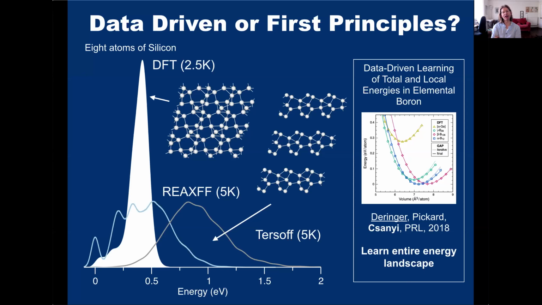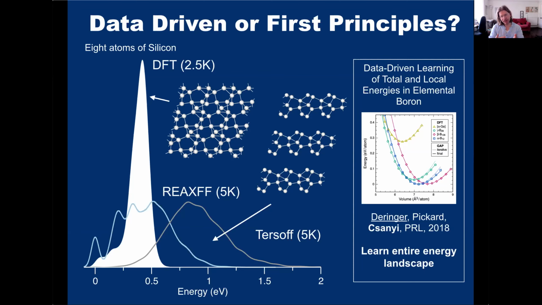So what I'm showing here is a density of states for structures for silicon, for 8 atoms of silicon, and the white filled in histogram is for density functional theory. And then I've put 2 different potentials, a ReaxFF and a Tersoff potential, which have completely different density of states. And I think we could probably agree that the DFT is closer to being the reality, the true distribution.